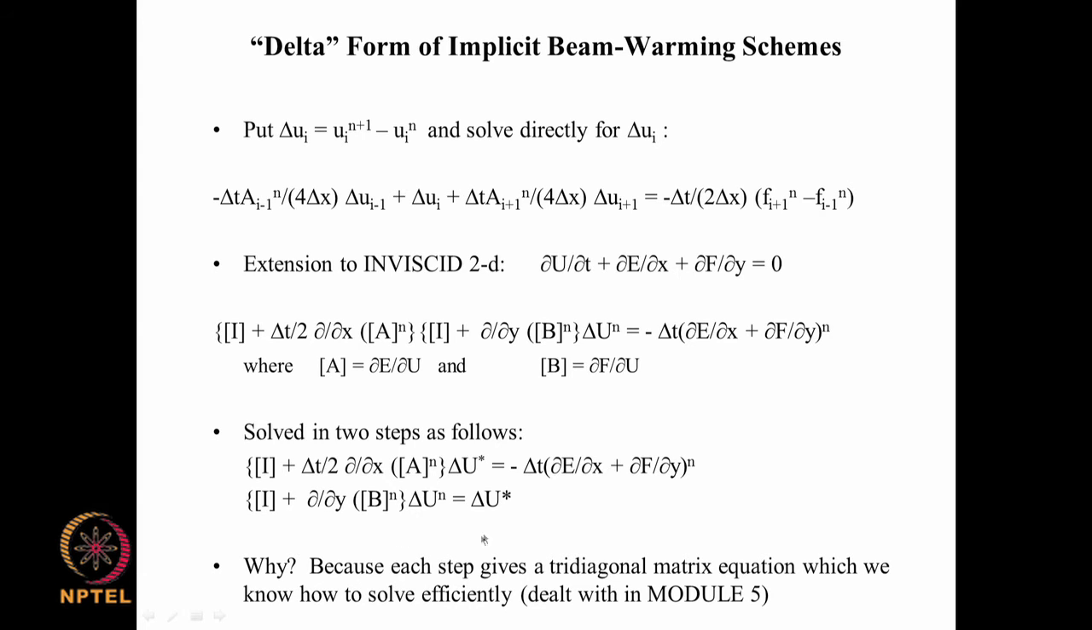So, you can again solve this as a tridiagonal matrix, and this kind of decomposition is done because each step gives a tridiagonal matrix equation which we know how to solve efficiently, and we will deal with this in module 5. When we are looking at the 2-dimensional case, we can do it as a pentadiagonal and go ahead, but this operator splitting in this particular way helps us make use of the efficient tridiagonal matrix solution scheme that exists. So, this is one particular thing.